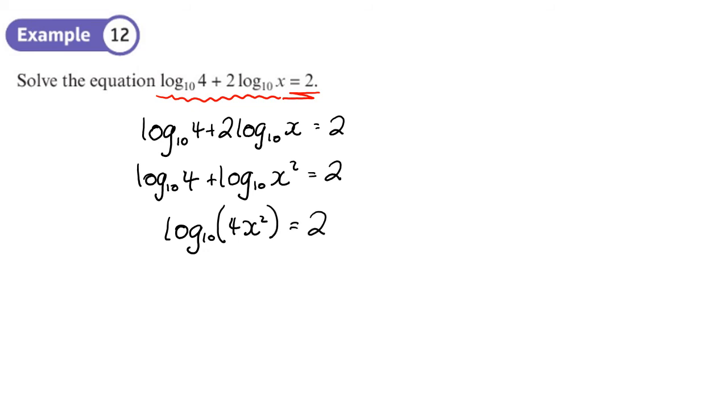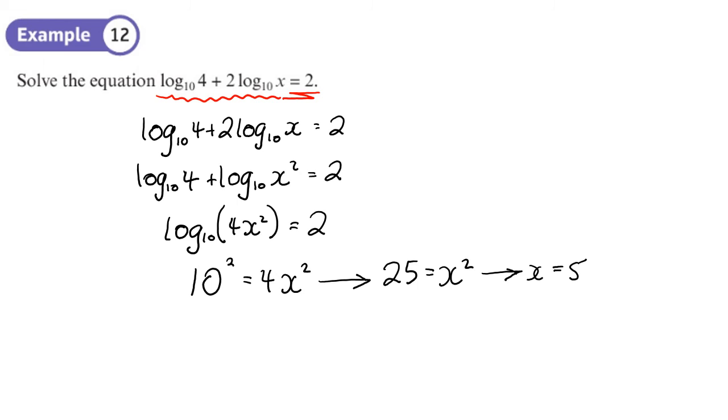Now what we need to do is to convert this log back into a power. So basically the power that takes you from 10 to 4x squared is 2. So that means 10 squared equals 4x squared. So that's going to be 100, isn't it, divided by 4. So I've got 25 equals x squared, which then means that x is 5.